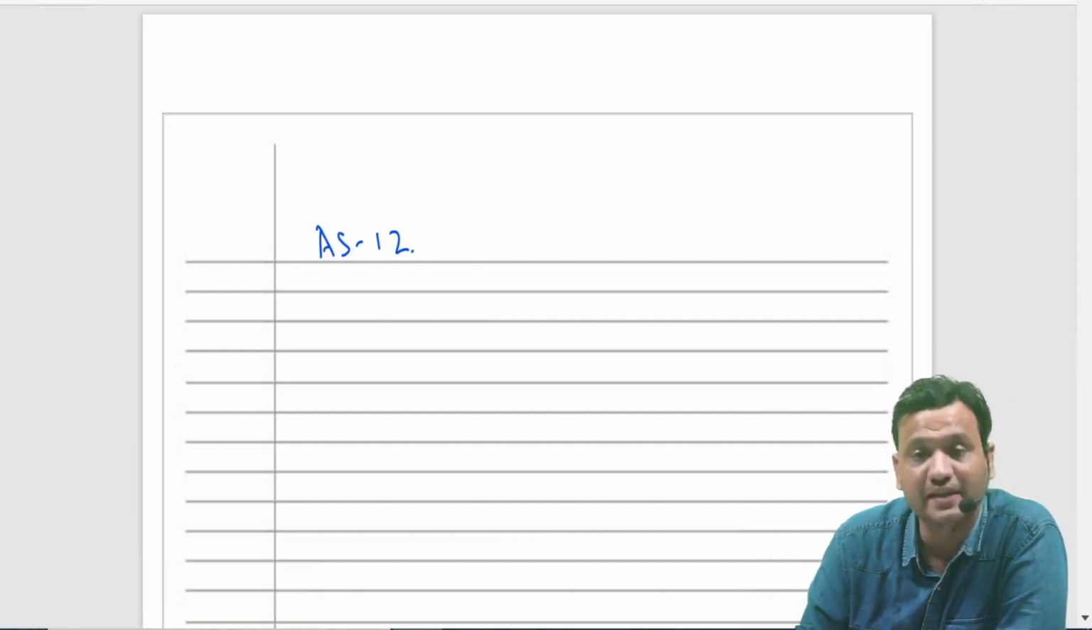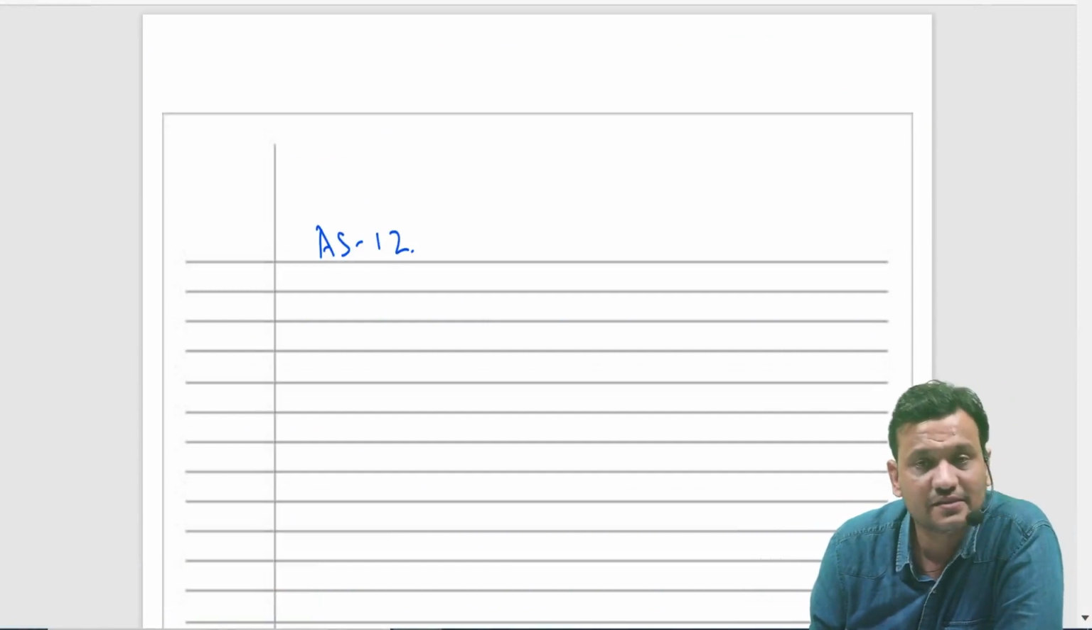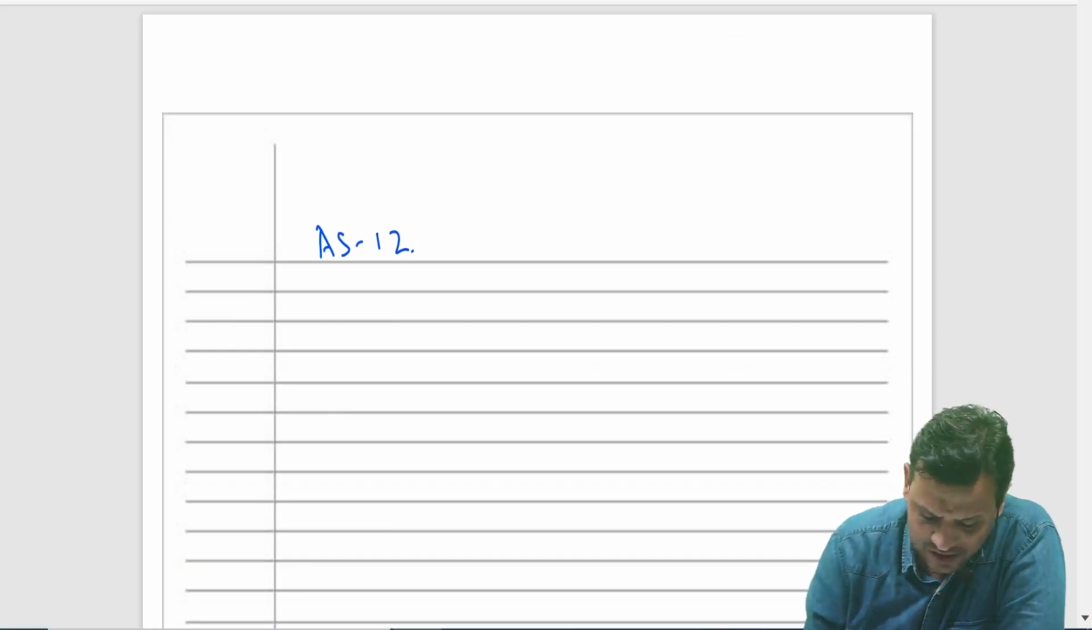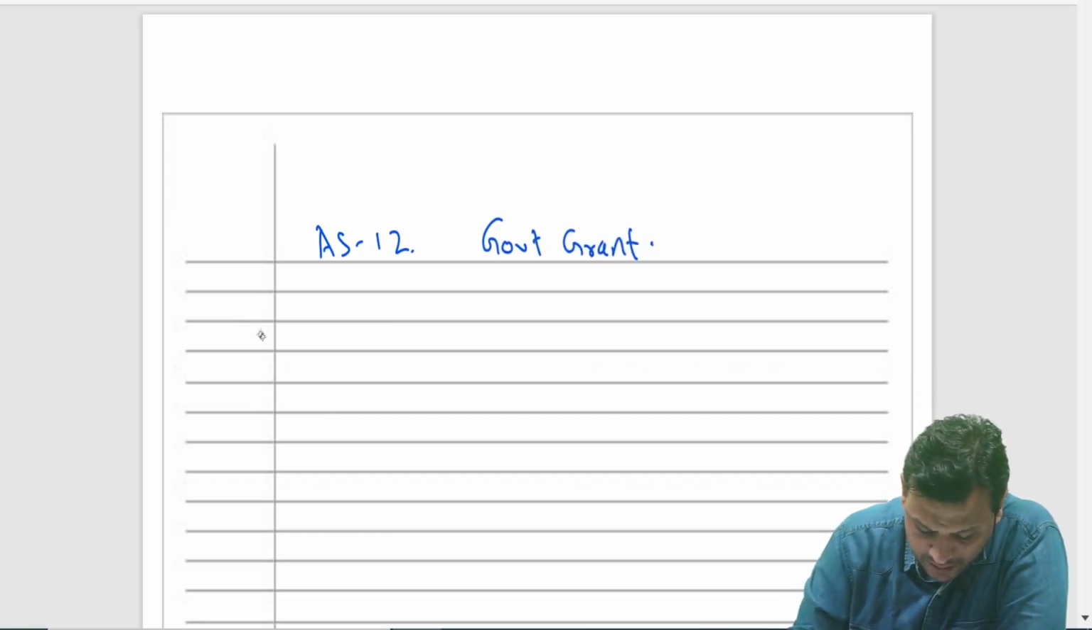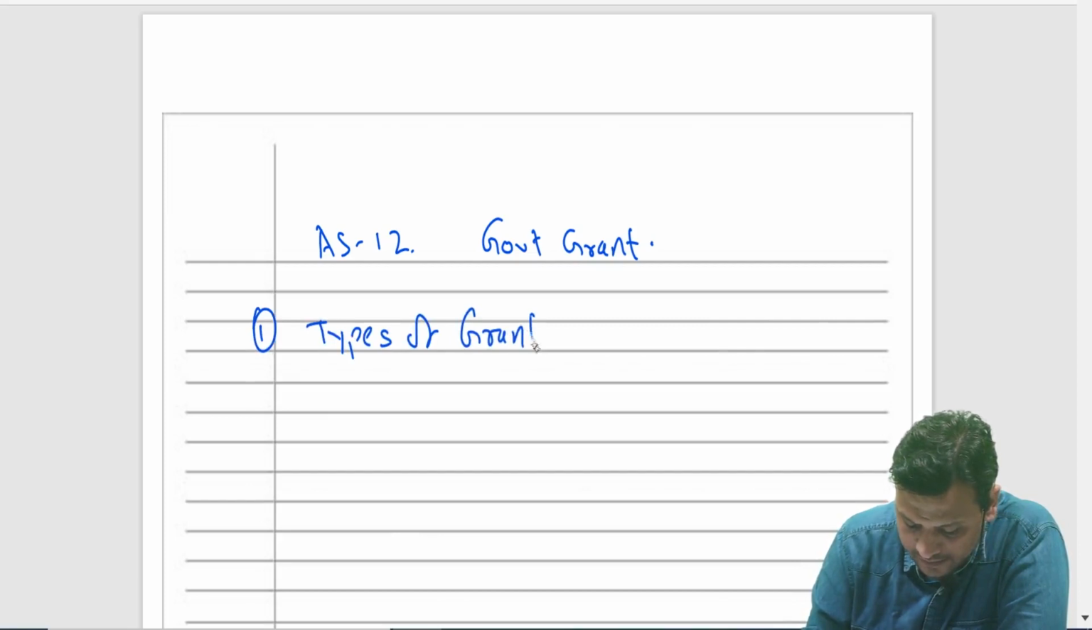We'll start with AS12. Now friends, basically a very small standard in series of group 1 accounting, that is nothing but government grant. Here you have to remember what are the types of grant, and then the accounting treatment.